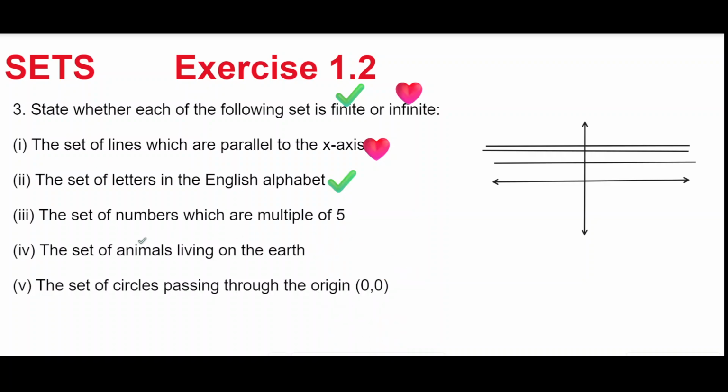Now, the set of numbers which are multiples of 5. If you read any table of 5, it never ends at 10; it goes up to 11, 12, 30, 40, and so on. Here we are using the words "and so on", so this will be infinite. Why? Because we cannot limit it. We can take 5, 6, 7, 8, and so on, and here it is the multiples of 5.